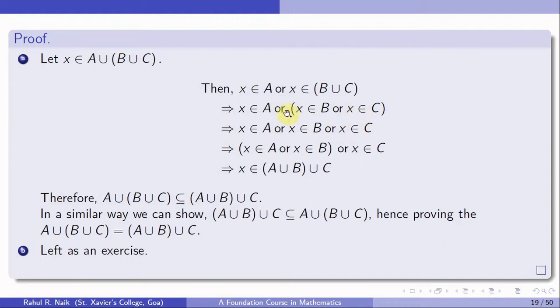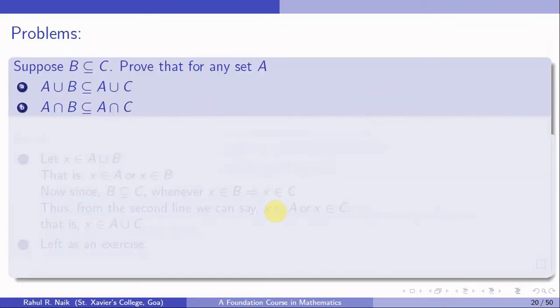Now these are the problems. In fact, this can also be considered a standard property, as we would use this whenever we want to prove that one set is a subset of another. Suppose B is a subset of C. Prove that for any set A, we can take the union on both sides as well as the intersection on both sides. A union B is a subset of A union C, and the second statement, A intersection B is a subset of A intersection C. So let's see the proof.